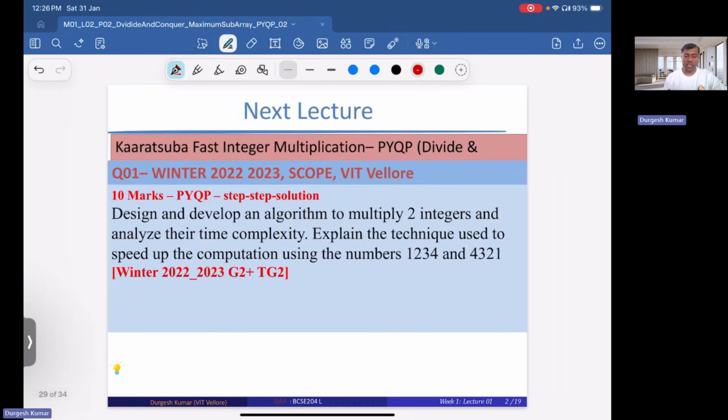Okay, so next class we'll quickly learn about the Karatsuba fast integer multiplication, which is a very interesting algorithm where with one trick, you have reduced the time complexity from n squared to n to the power log 3 base 2. And so this is the previous year question. We'll solve these questions step by step so that we can secure 10 marks. So in your exam, there would be either a question on the Karatsuba fast integer multiplication or the maximum subarray, and you can secure easily 10 marks.